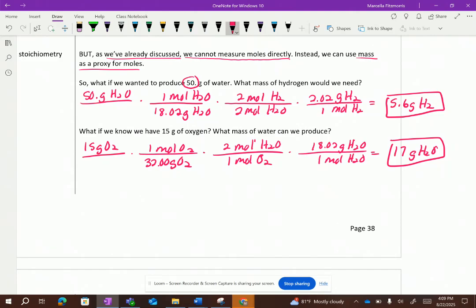So we always have to change grams to moles first, so we can do moles to moles from the equation, that proportion that our equation gives us. Then we can go moles back to grams.